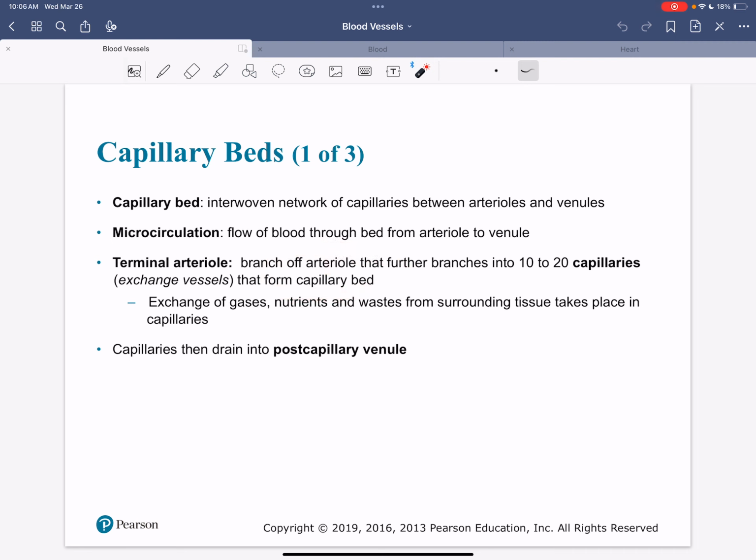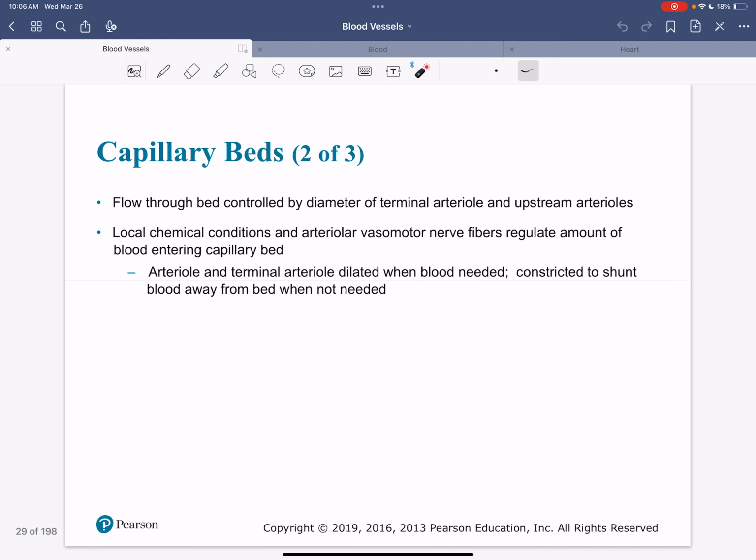Now, what's happening here? Not surprisingly, we're going to exchange gases, nutrients, and wastes with the surrounding tissue, and this is what takes place at capillaries. Capillaries then drain into the post-capillary venule, and that's where the blood will end up after going through capillary beds.